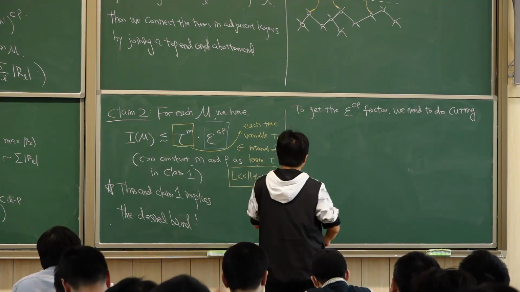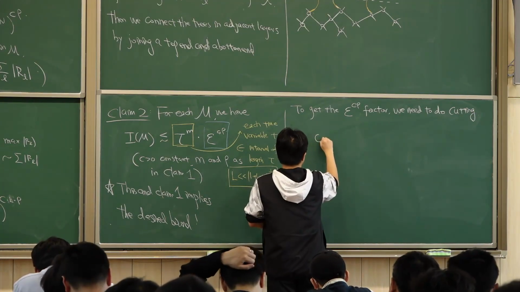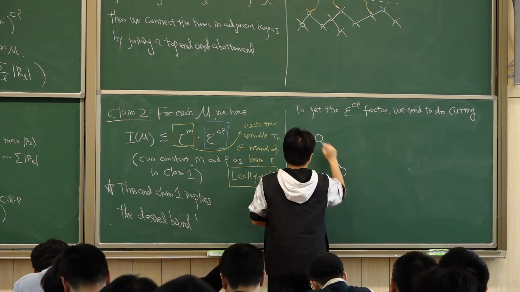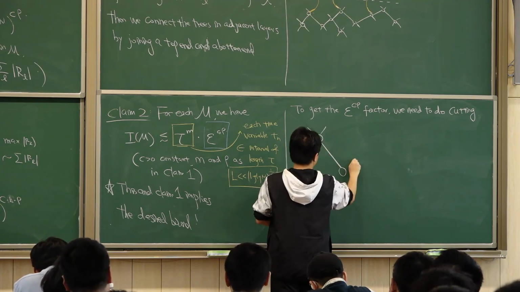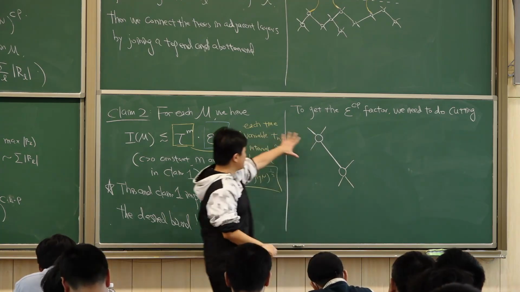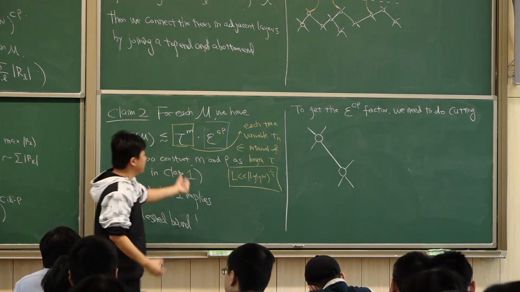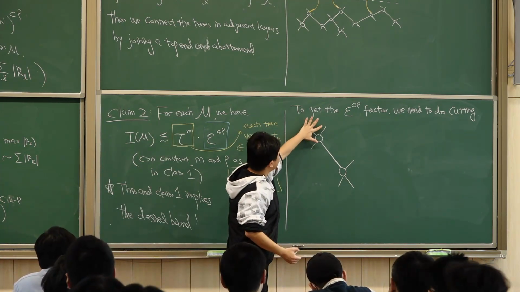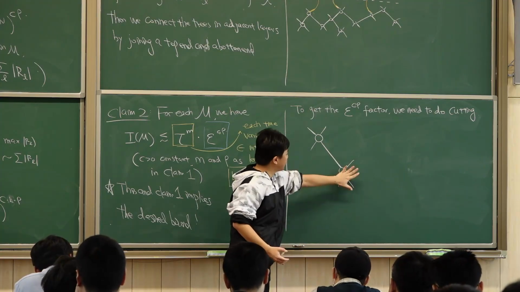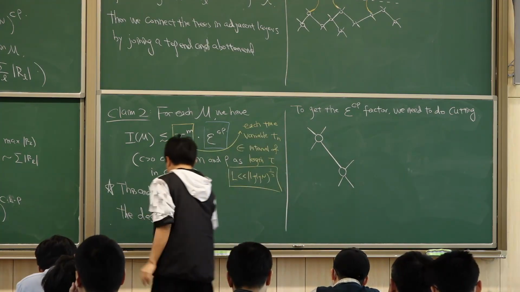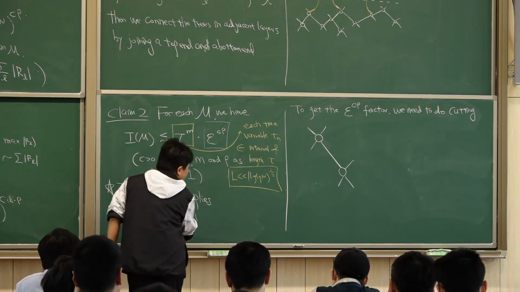Okay, so how to do cutting? Let's just look at one example. Let's say this is a part of the molecule. These things you can have further connections up, further connections down. It is not important. Okay, so let's see if we cut.